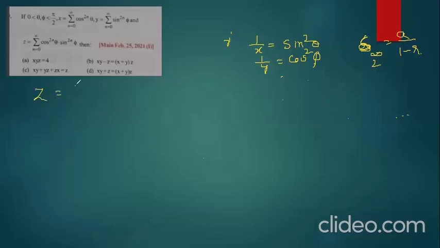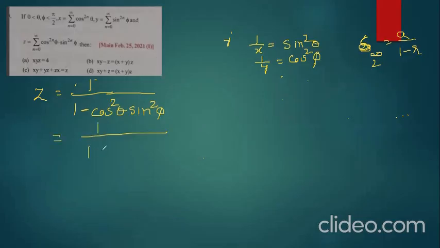Z is equal to 1 plus 1 by 1 minus cos square theta sin square phi, right? Because this is A by 1 minus R, where R is cos square theta sin square phi. So z is equal to 1 by 1 minus cos square theta sin square phi. Can I write cos square theta as 1 by x, sin square theta, so 1 minus 1 by x? Similarly, sin square phi as 1 by 1 minus 1 by y. Am I right? Because sin square phi is 1 minus cos square phi is 1 minus 1 by y. Yes. So then what do you get?